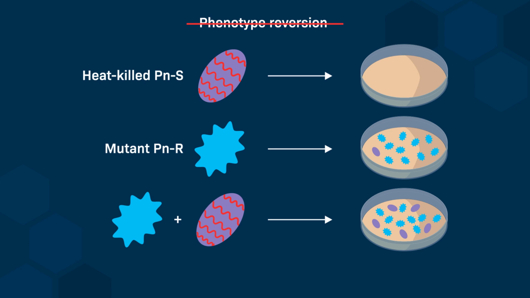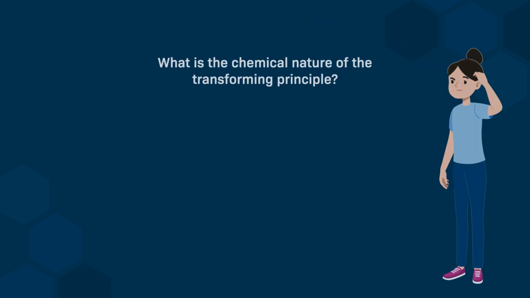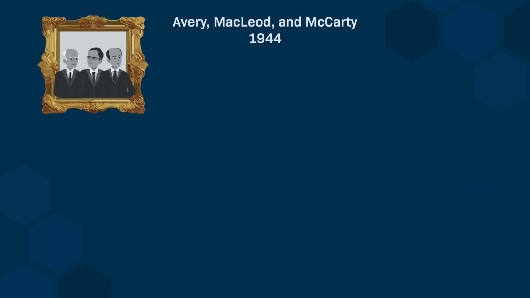This demonstrated that reversion and transformation are two different processes that occur at two different frequencies. What is the chemical nature of the transforming principle? Scientists Avery, McLeod, and McCarty provided the answer in 1944. Their experimental approach was straightforward.